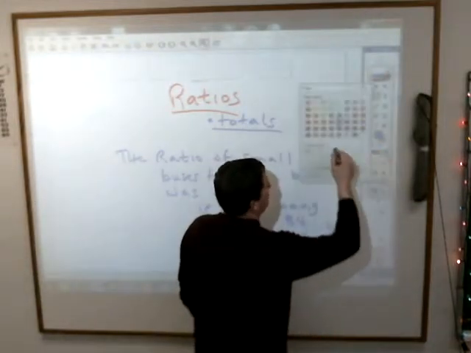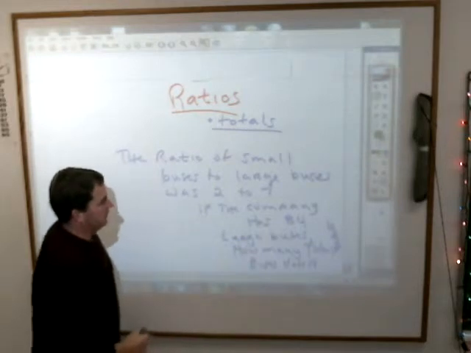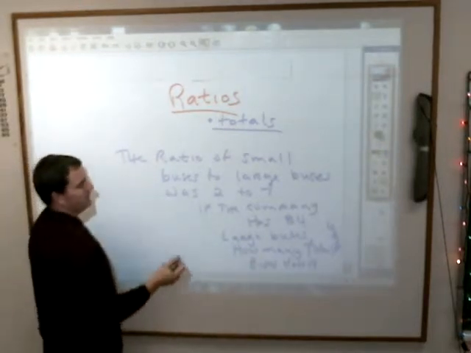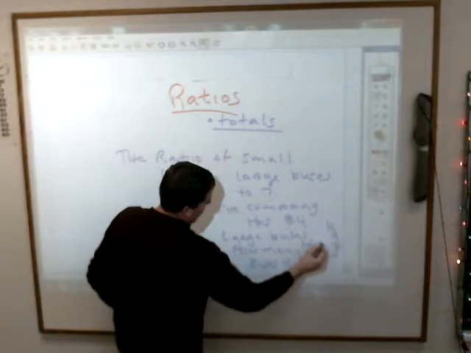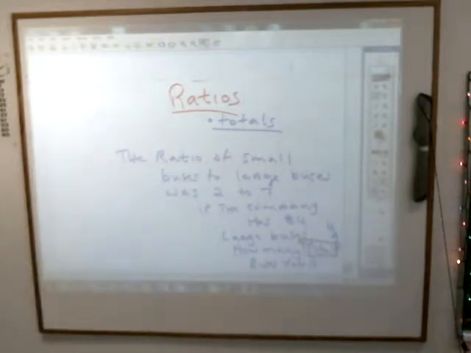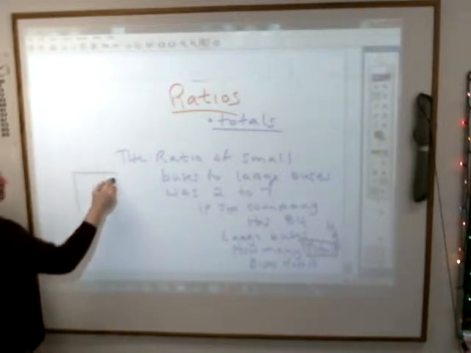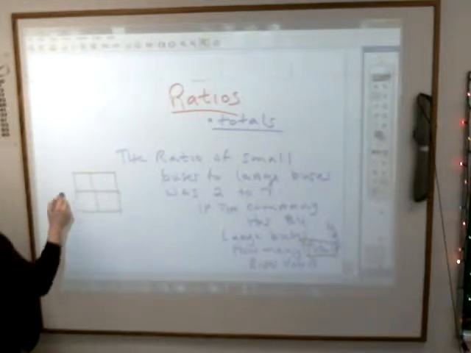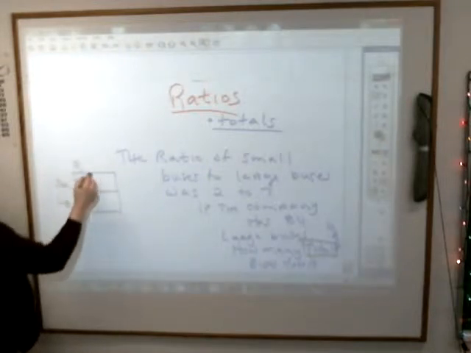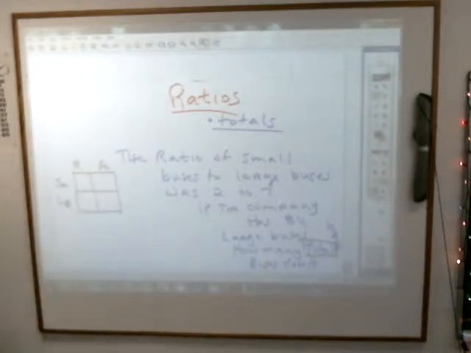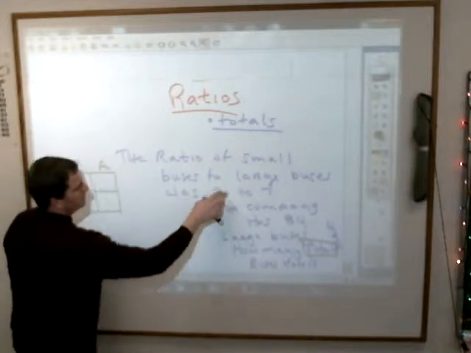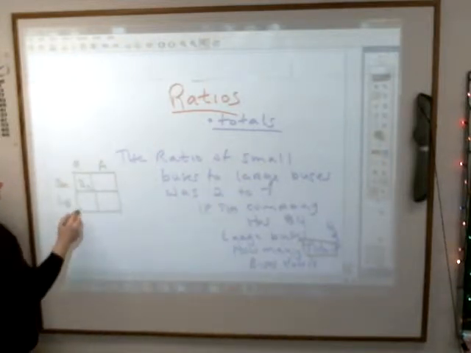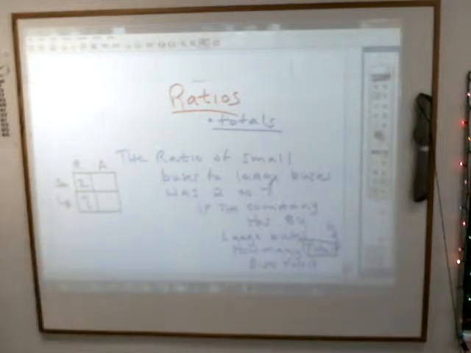The difference between this and all the ratio stuff that you've done before is that the ratio stuff you've done before did not have the word total in it. You just had your ratio box. This is what it looked like up until this point. I'm comparing small buses to large buses, and I've got my ratio and my actual. 2 to 7 was my ratio, so 2 small buses for the 7 large buses.